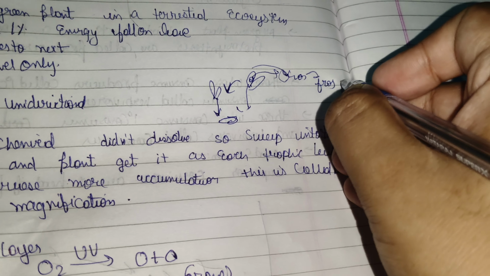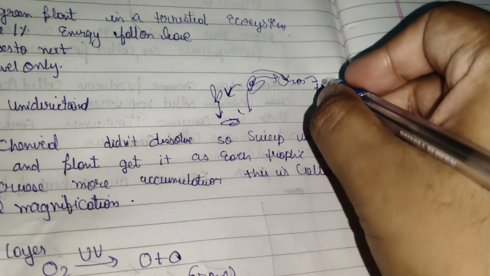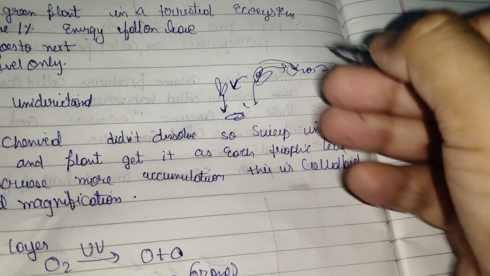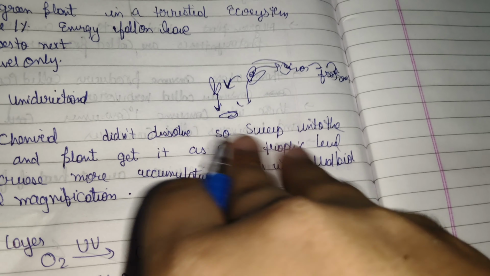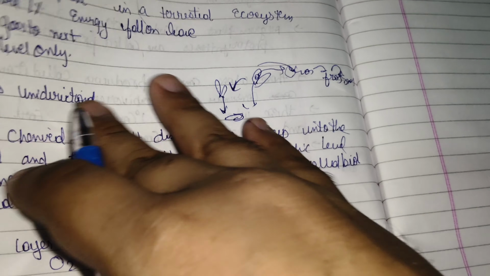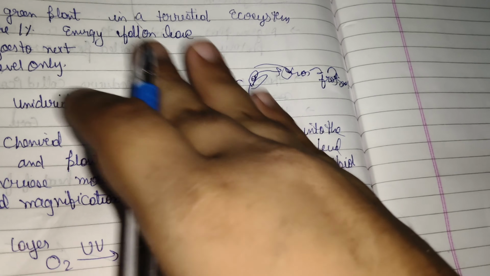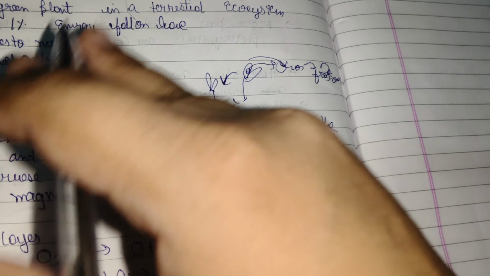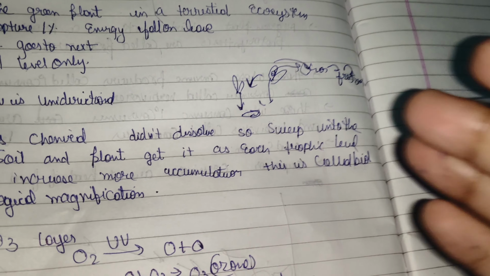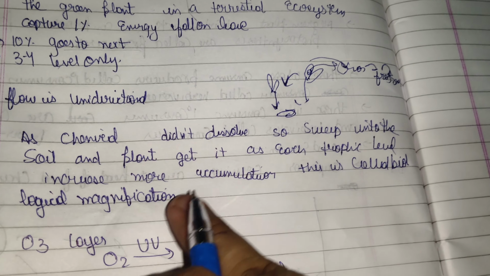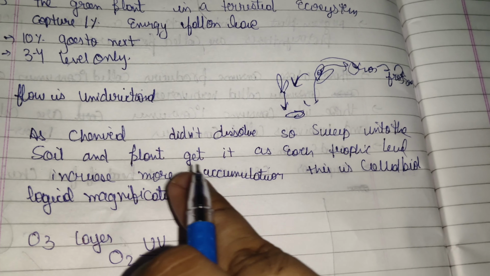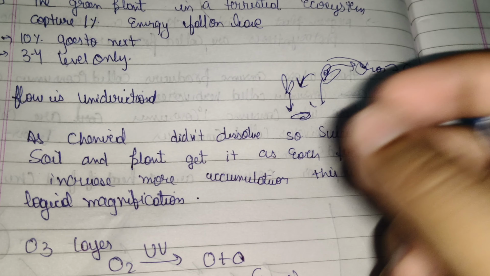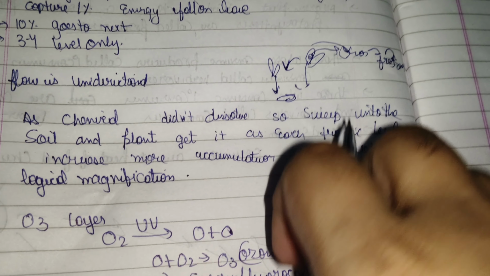Okay, and now when the snake consumes the frog, again, each trophic level is consuming. In its lifespan a grasshopper consumes a lot of plants, and then in its lifespan the frog consumes a lot of grasshoppers. So continuously the energy is obviously lost, but the inorganic compounds, the chemicals, get accumulated inside the body. So as each trophic level increases, more accumulation is done, and this is called biological magnification.